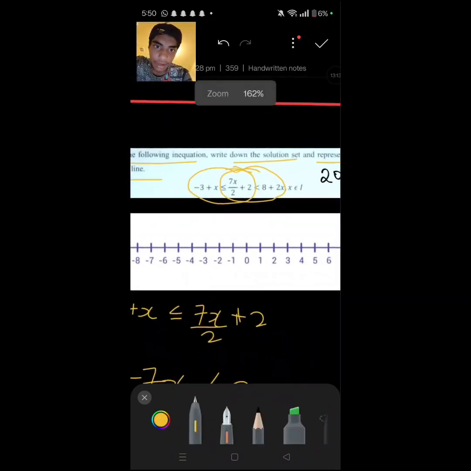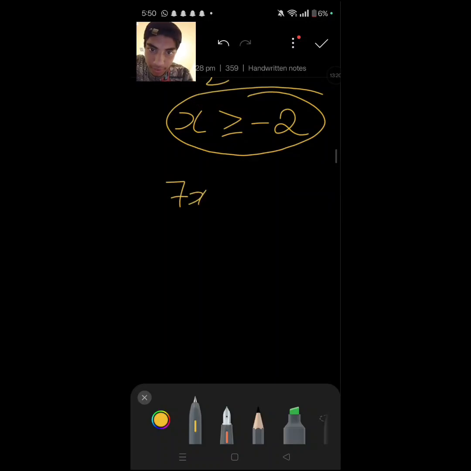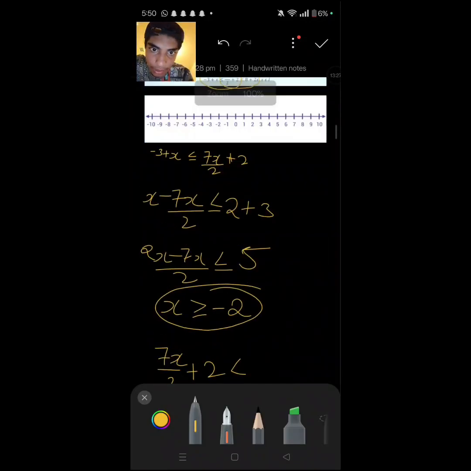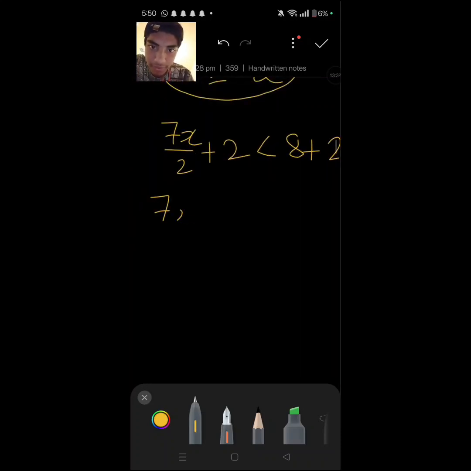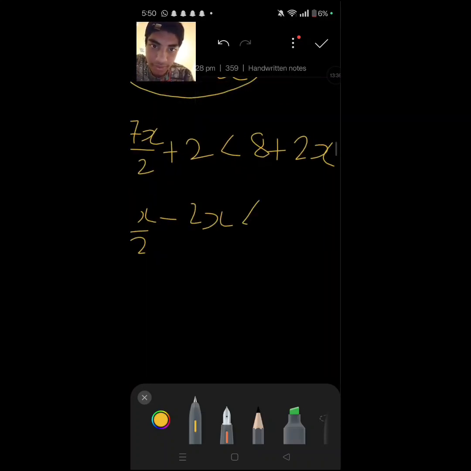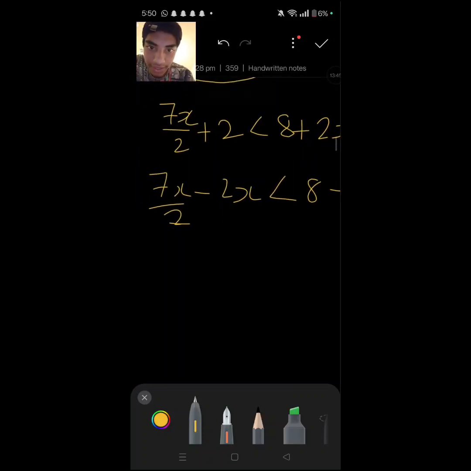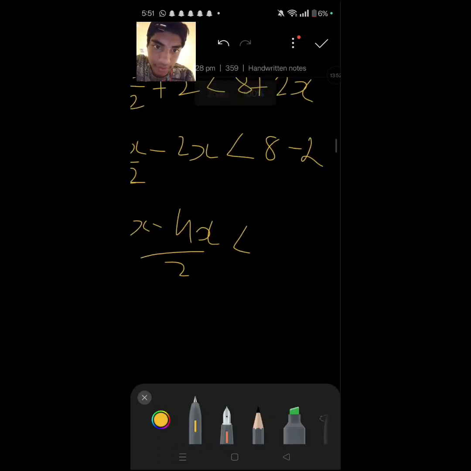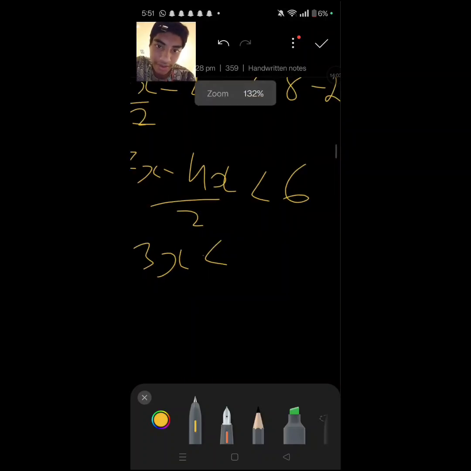Okay, so the first part of the inequation we've gotten. x is greater than or equal to negative 2. So now let's solve the second part of this inequation. We'll solve 7x divided by 2 plus 2. This thing over here is less than, we have 8 plus 2x. Same thing we will do, take all the x's to one side. 7x by 2 minus 2x. This thing is less than 8 minus 2, sorry. So 8 minus 2 is 6. Again, take LCM. 7x minus 4x divided by 2 is less than 6. Take the 2 up. 7x minus 4x, so anyways is 3x. 3x is less than 6 into 2, that is 12.